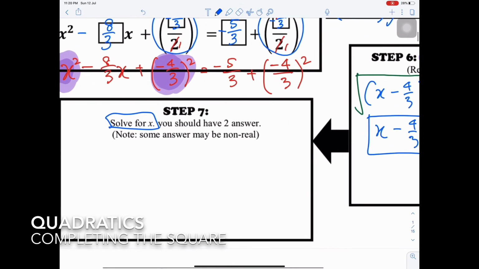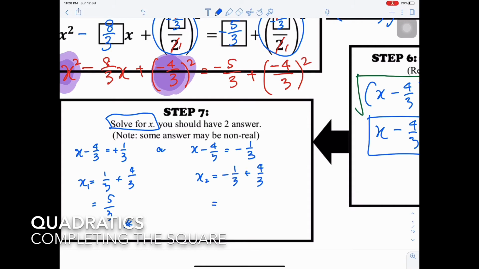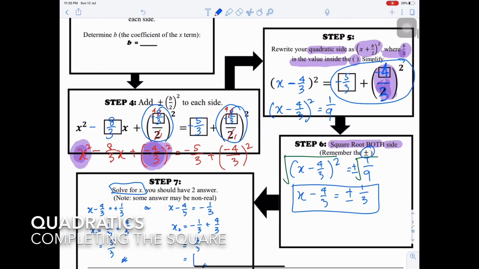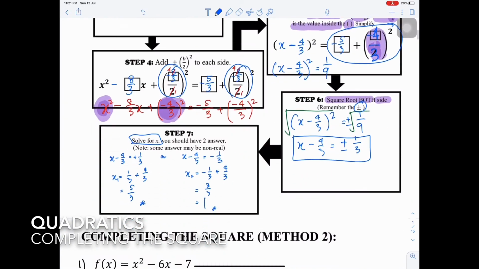So what do we do? The first value is x minus 4 over 3 equals positive 1 over 3, or x minus 4 over 3 equals negative 1 over 3. So we solve: x1 equals 1 over 3 plus 4 over 3, which equals 5 over 3. Then x2 equals negative 1 over 3 plus 4 over 3, so we get 3 over 3, which equals 1 for x2. This is how we solve any quadratic equation by completing the square.